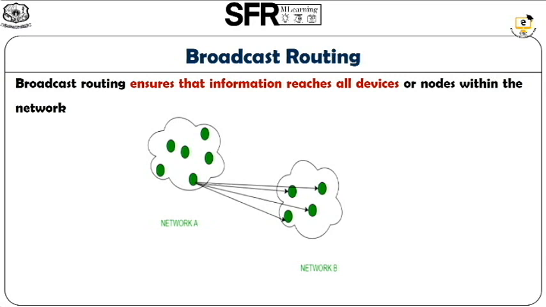Here in the figure, there are two networks, network A and network B. My target is to deliver a packet from a particular node in network A to all the nodes in network B. As depicted in the figure, from network A, the packet is delivered to the 4 nodes in network B. So, it is called broadcast routing. That is, we are going to deliver the packet to all the nodes in the network.